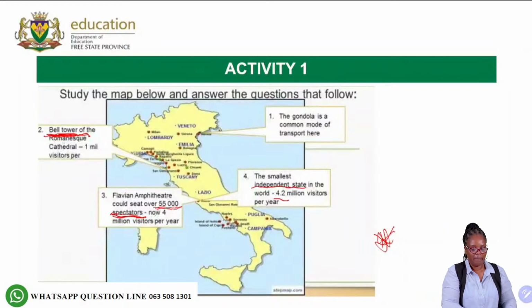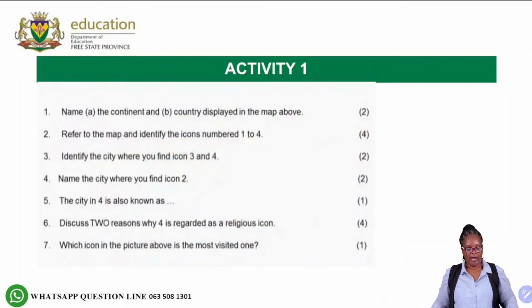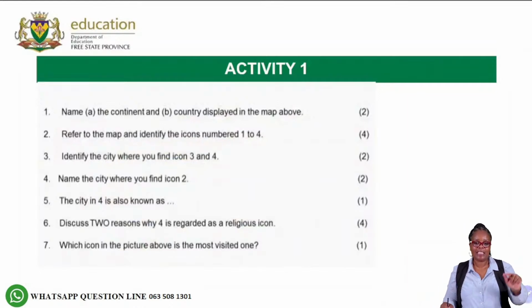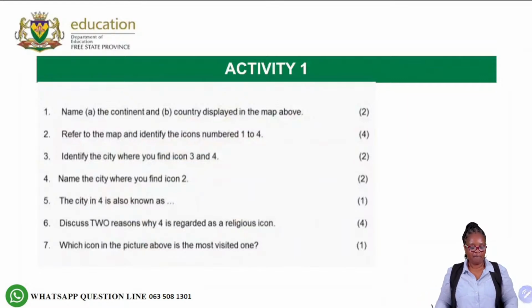We have number 2. Number 2 is the bell tower. And we have said that this bell tower is what? Is the Leaning Tower of Pisa. And the question here says, name the city where you find the Leaning Tower of Pisa. It's a given. It's the Leaning Tower of Pisa. So the city here is what? It's Pisa in Italy.